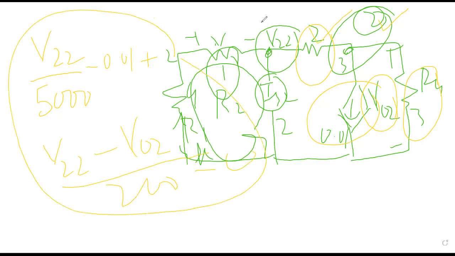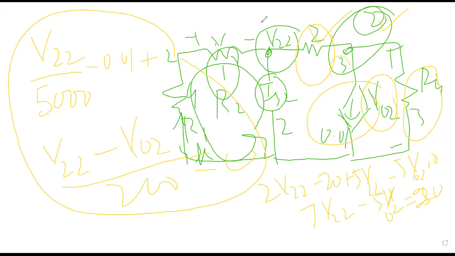So after simplification, this value equals 2V22 minus 20 plus 5V22 minus 5V02 equals to 0. So the value is 5V22 minus 5V02 equals to 20. So this is for node number 2.